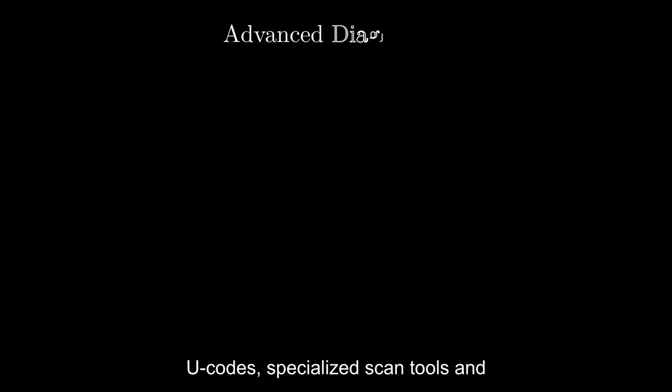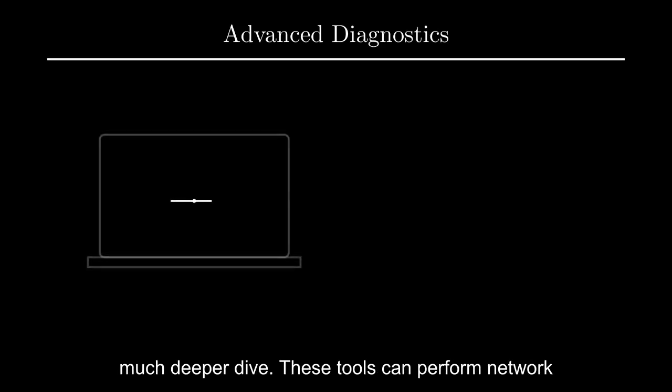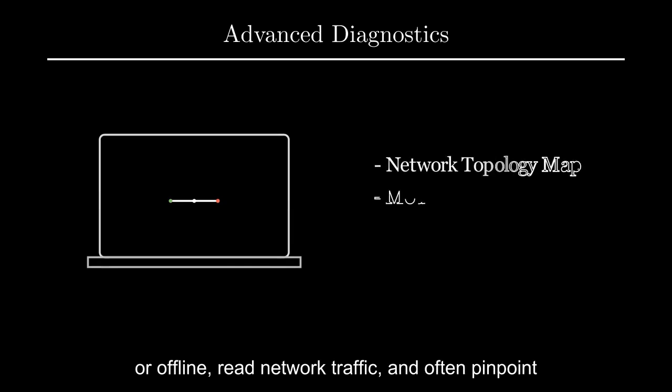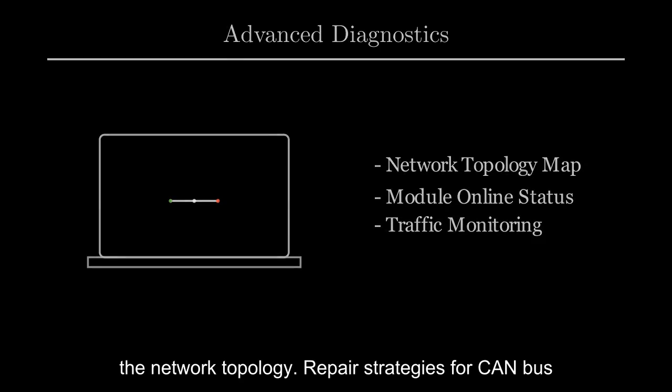While generic OBD-II scanners can read U-Codes, specialized scan tools and manufacturer-specific diagnostic software offer a much deeper dive. These tools can perform network tests, allowing you to see which modules are online or offline, read network traffic, and often pinpoint the exact location of a communication fault within the network topology.